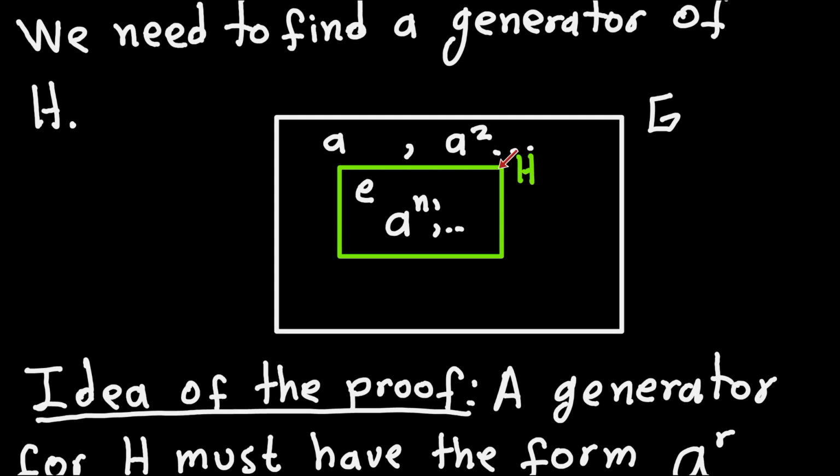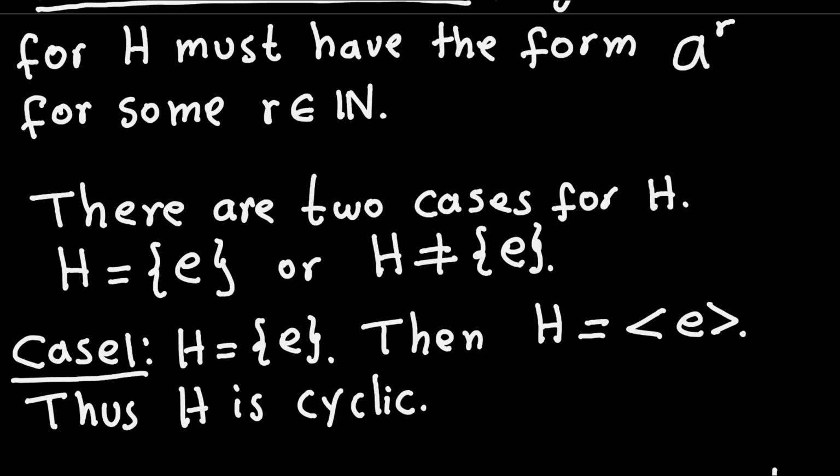So what will be the generator for H here? What you do basically is this. The proof is gonna go like this. You look inside H at all the positive powers of A, which some of them are here, and you're gonna select the smallest positive power of A that is there. That is gonna be the candidate for the generator of H, the smallest positive power of A that is inside H. So that's basically what the proof will show.